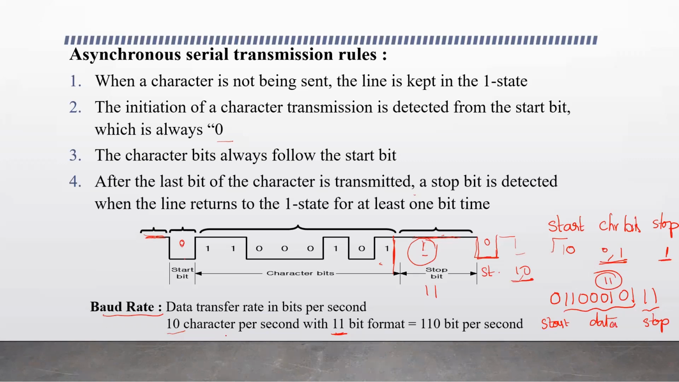So when the transmission speed is 10 characters per second and each character has 11 bits, what is the baud rate? It is 110 bits per second. So the baud rate is the number of bits transmitted per second.